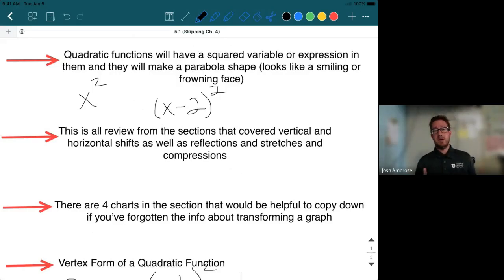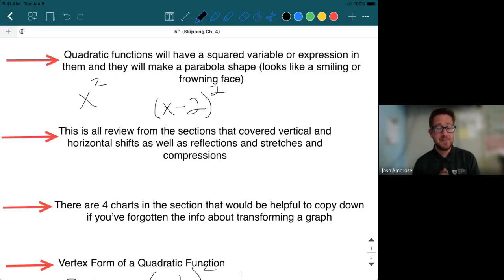Okay, so both of these are still going to be in the quadratic function category because of that squared feature that they possess. But make sure that you don't get confused: one is just a squared variable or term, and the other is a squared expression because it's a whole thing wrapped up in parentheses.